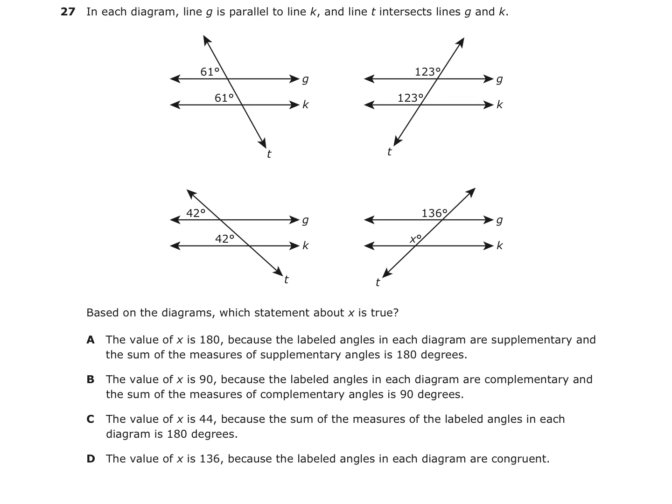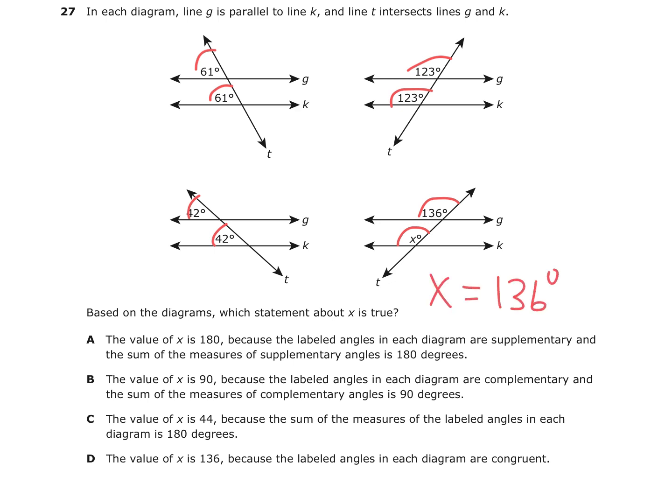Okay, in this problem you have parallel lines, G and K are parallel lines, and they're intersected by a transversal T, and you have given angles. So this angle here is 61, this is 61, those are congruent. This is 123, this is 123, those are congruent. This angle here is 42, that's 42, those are congruent. So this is 136, so X should be 136.